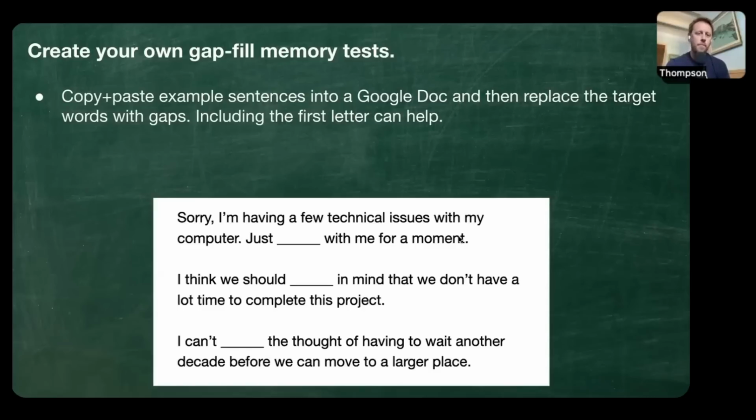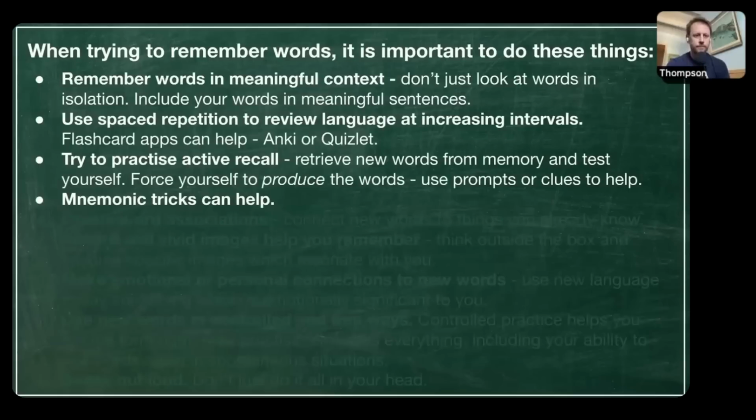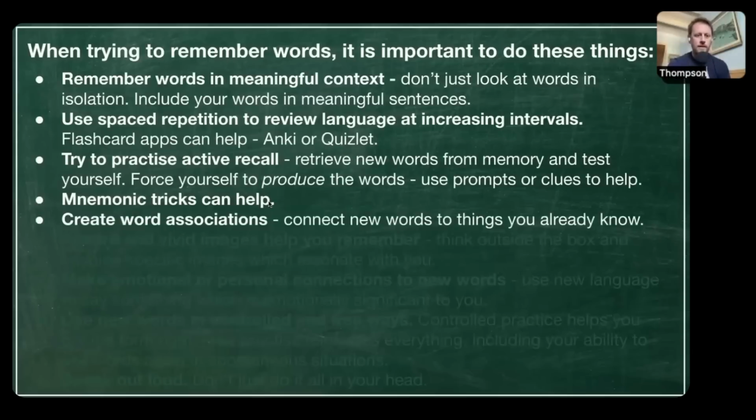The flashcard app, to be honest, helps this process. It makes it a bit more automatic. So that's active recall. Mnemonic tricks can help. I mentioned this before. These are like little memory tricks to help you remember things. Create word associations. So connect new words to things you already know. This is a really important principle in memorizing things, that you attach new things to things that are already in your brain.